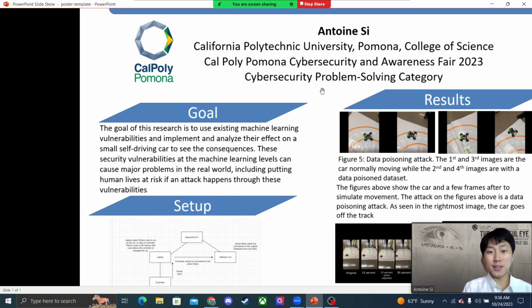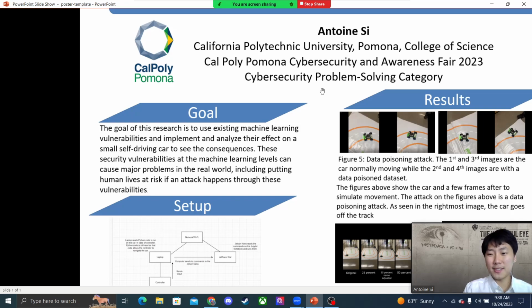So the goal of my research is to see if there are existing machine learning vulnerabilities in the machine learning model that I can implement and see the consequences of those vulnerabilities on the machine learning model or the computer vision model.